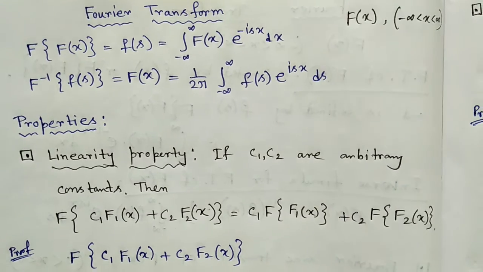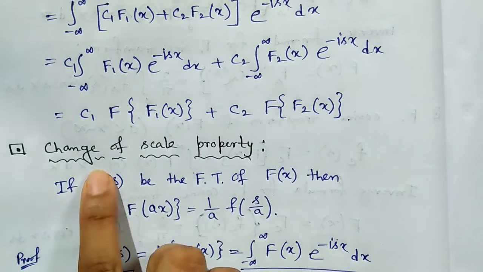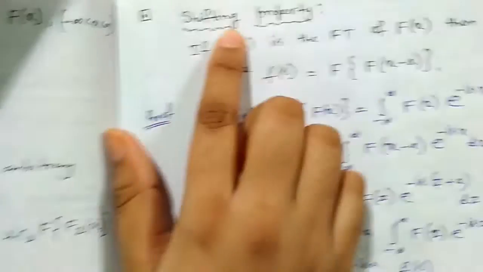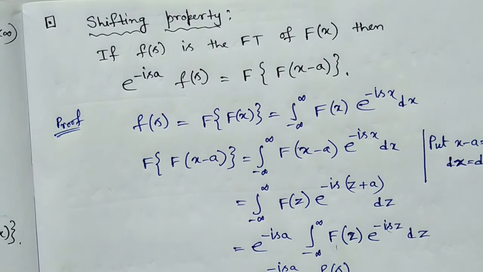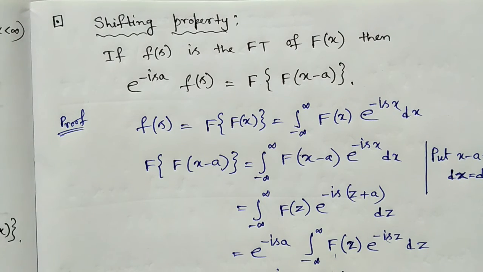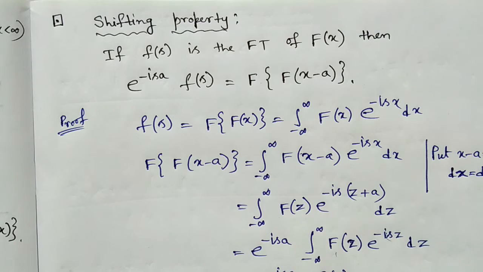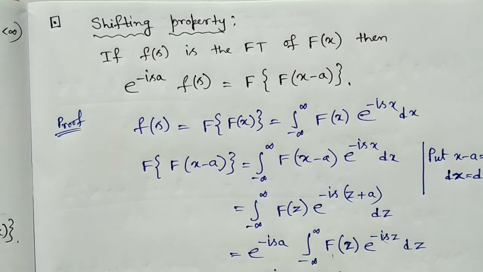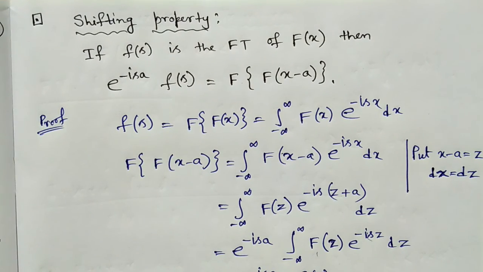So today we have learned the properties of Fourier transform. First one is the linearity property, second one is the change of scale property, and the third one is the shifting property. When we calculate the Fourier transform of various types of functions, we frequently use all these properties. So keep in mind all these properties, these results, and the technique also. Keep watching. Thanks to everyone.